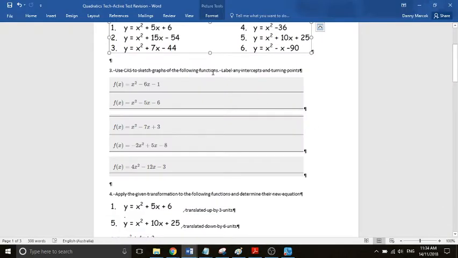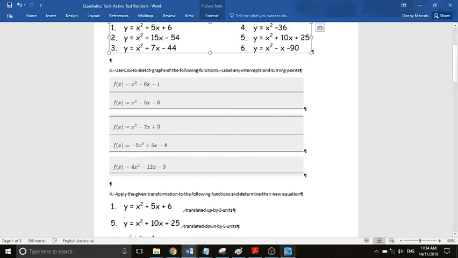Now, for the next one, what we're doing is looking at how to sketch these graphs and label any intercepts and turning points. As I said before, the y-intercept may be a little bit difficult, but the x-intercepts and turning points shouldn't be a problem. So we'll graph this first one: x squared minus 6x minus 1.